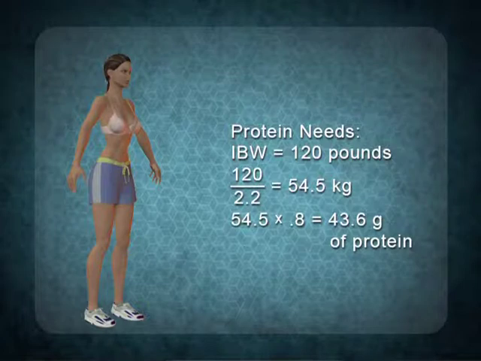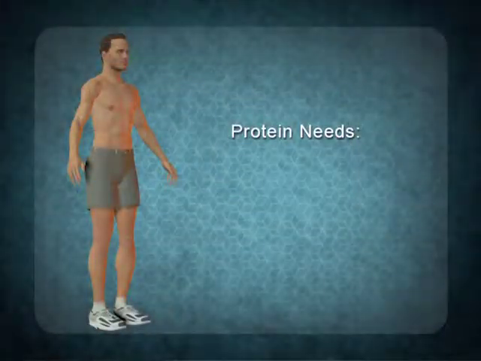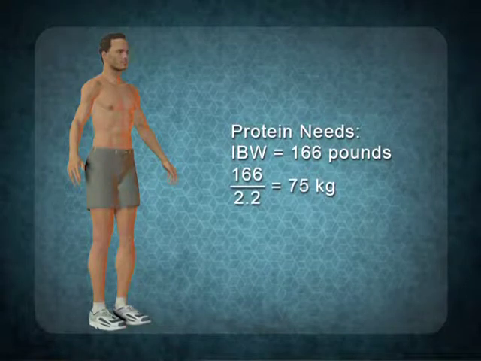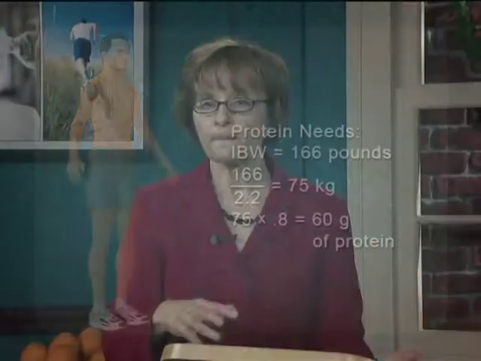Honestly, that's very easy to get in a traditional American diet. So let's use our male example as well. He's 5'10", ideal body weight's 166. I've got to get that to kilos. I divide by 2.2, and he's 75 kilos. 75 times 0.8 is 60 grams. And again, very easily met by most dietary plans. An exception to that might be if you're a vegan.